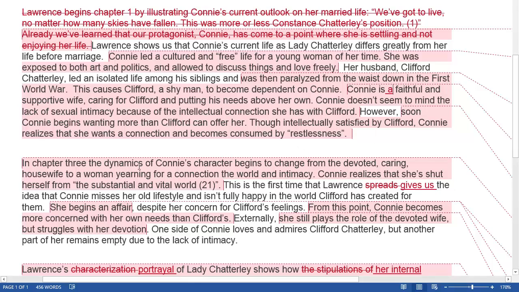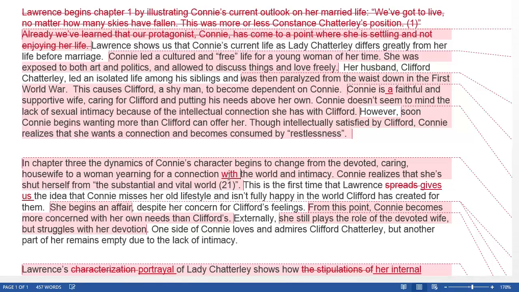So in chapter 3, the dynamics of Connie's character begins to change. So she's explaining, she's analyzing here. Change from the devoted, caring housewife to a woman yearning for a connection with the world and intimacy. Connie realizes that she shut herself from the substantial and vital world. Okay, this is the first time that Lawrence gives us the idea that Connie misses her old lifestyle. Okay, so it goes back to that whole conflict again. And isn't fully happy in the world Clifford has created for them.